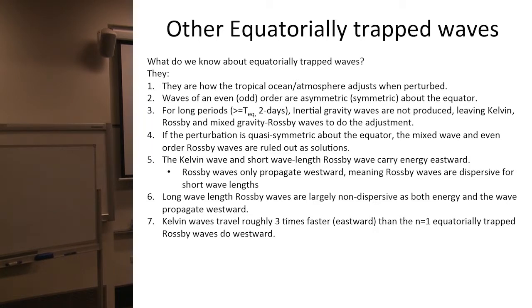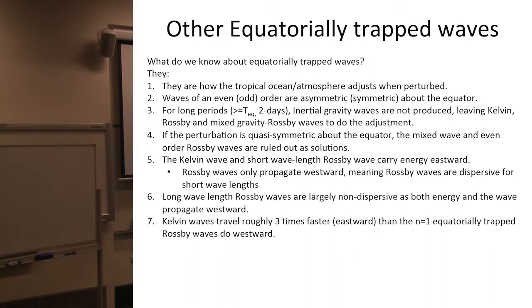So what do we need to know about equatorially trapped waves? They're basically how the tropical ocean and the atmosphere adjust when perturbed by any given perturbation. Waves of an even order are asymmetric about the equator, and odd order are symmetric about the equator. For long periods, so perturbations greater than 2 days, inertia gravity waves are not produced, so we don't need to worry about those, and it leaves Kelvin waves, Rossby waves, and mixed Rossby gravity waves to do the adjustment. If the perturbation is quasi-symmetric about the equator, the mixed Rossby gravity wave and even order Rossby waves are ruled out.